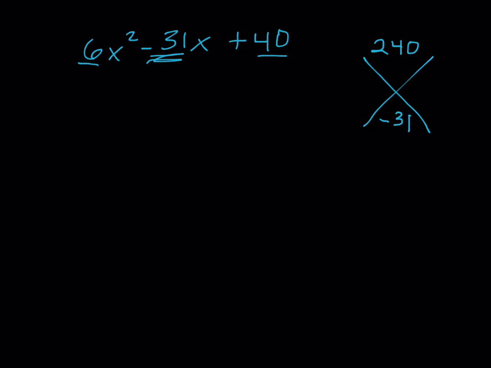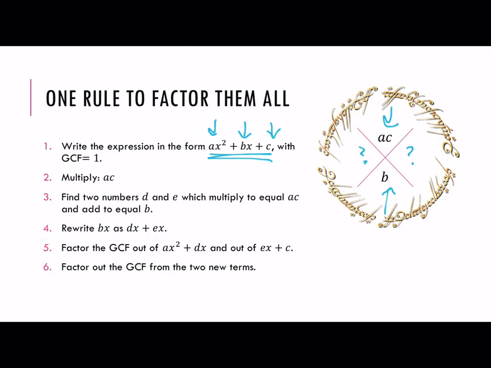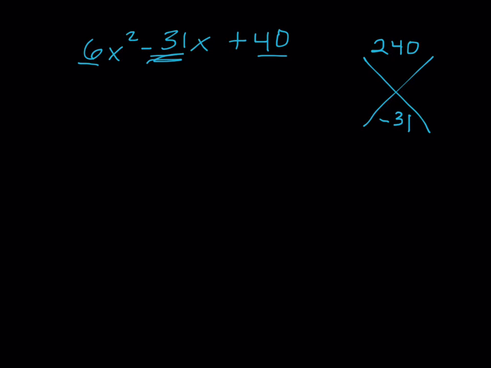Next, I want to look for 2 numbers, and I'm calling them d and e, and we need them to multiply to equal ac and add to equal b. So I'm going to put those 2 numbers in the other 2 spots in the x, and we want them to multiply to be ac, but add to be b. Okay, so I need 2 things that multiply to be 240 and add to be negative 31.